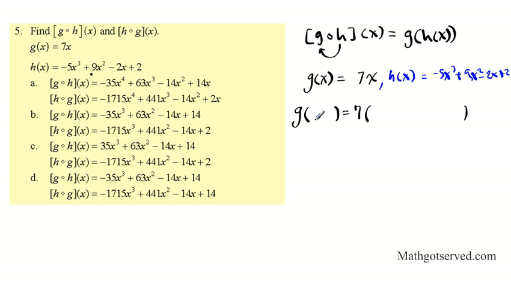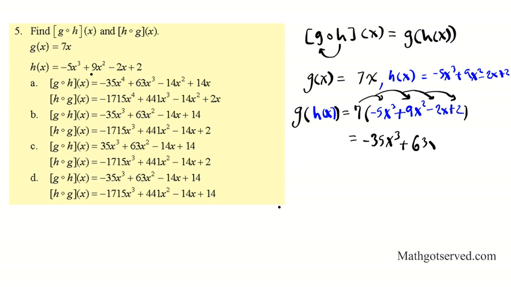Put the name on the left side. This is the input, h of x, and then the value goes here, which is negative 5x to the third plus 9x squared minus 2x plus 2. To simplify this, I'll distribute 7 to everything. So we're going to have negative 35x to the third. You distribute 7 to this, that, and that. And then 7 times 9 is 63x squared, minus 7 times 2 is 14x, plus 14.